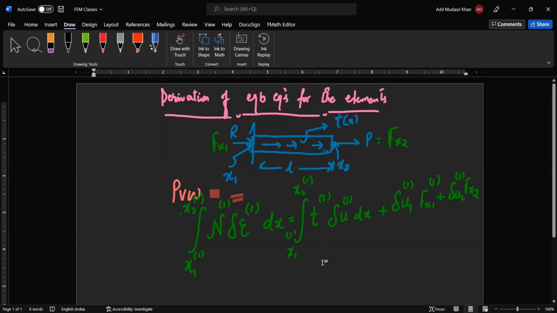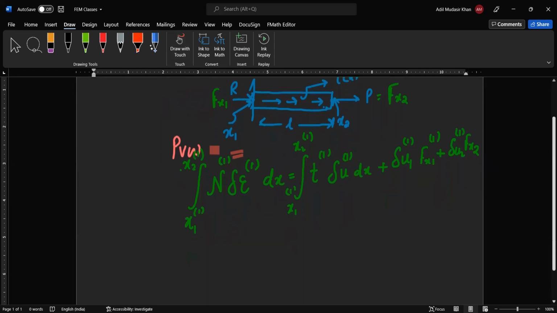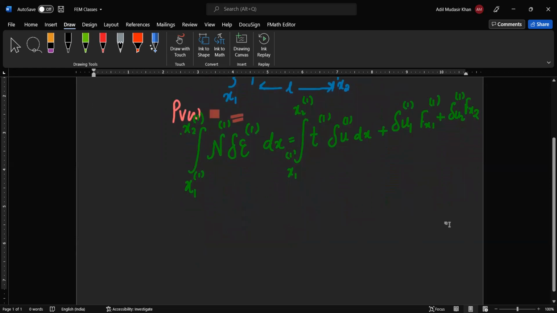So what will this give us? We are solving this problem, and first of all we are starting straight away with the principle of virtual work. Now, if we look at the principle of virtual work, we need a few important things: we need the strain term, we need the virtual displacement term. These terms should be well known to us. Now we can at least write the virtual displacement statement.